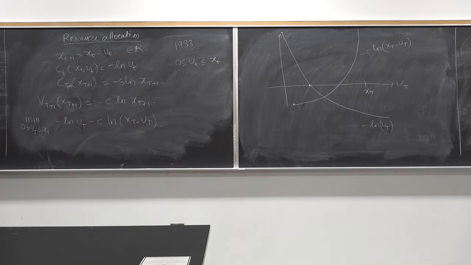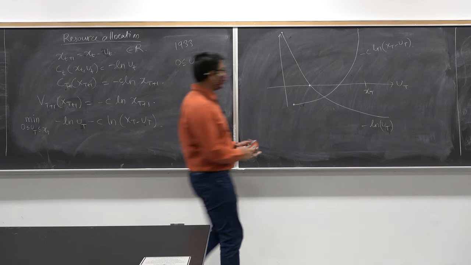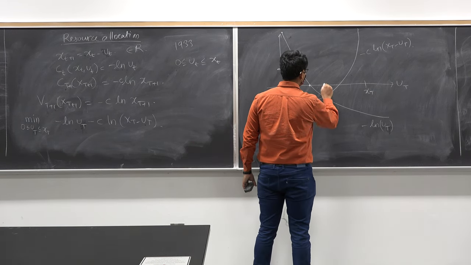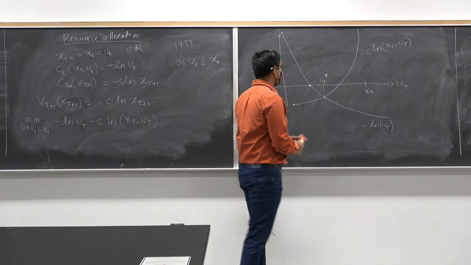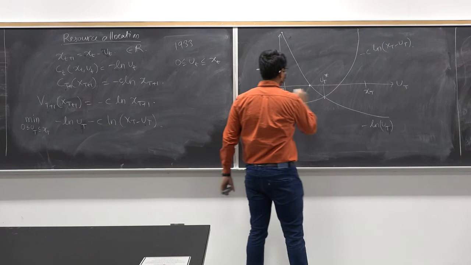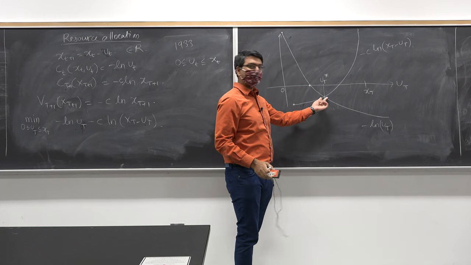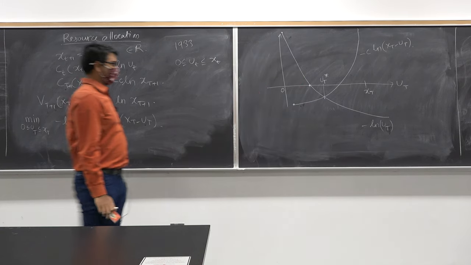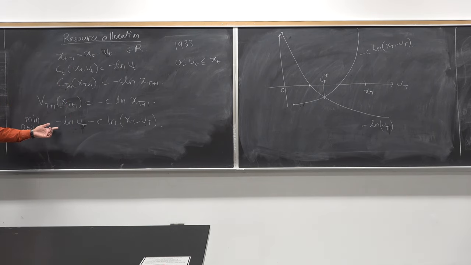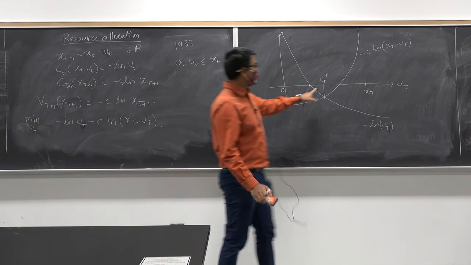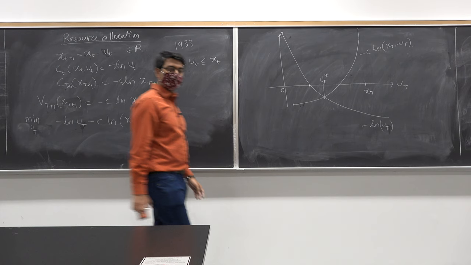So what should I do? The other thing you will notice is that UT star lies between 0 and XT. This is my 0, this is XT, and UT star lies somewhere in between. Which means that here it's a constrained optimization problem, but I can actually remove the constraints and just solve for the optimal solution, because I know that the optimal solution is in the interior of the set, it's not at the boundary. Okay?